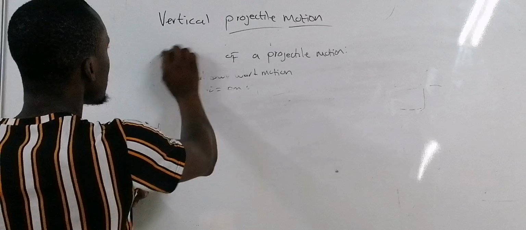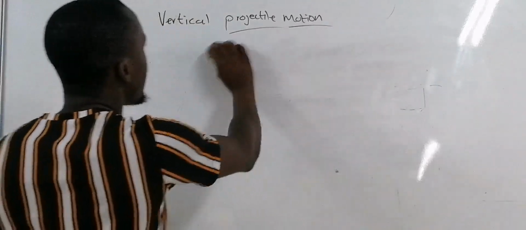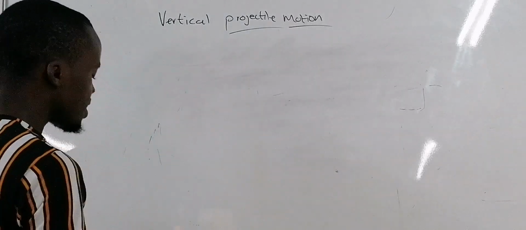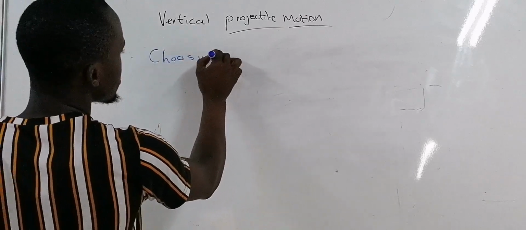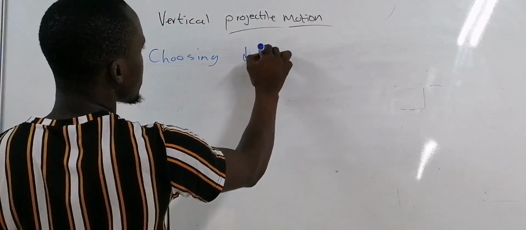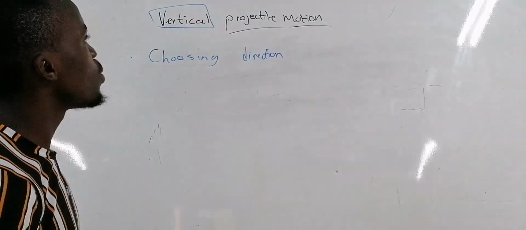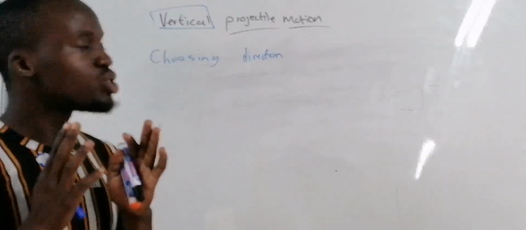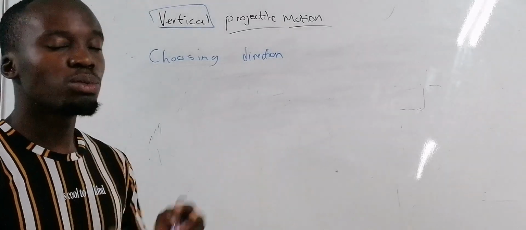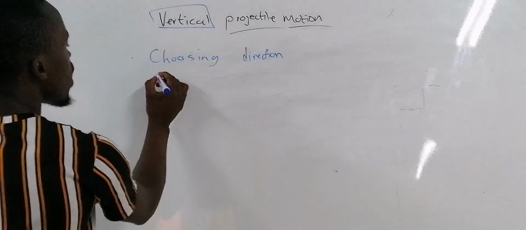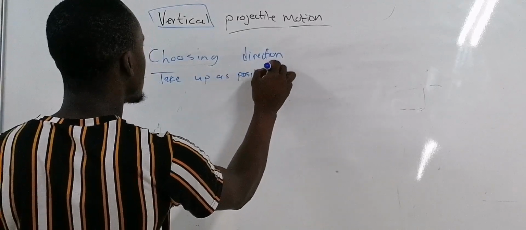Okay, let us continue then, guys. I hope you are getting the gist of this. I can see that. All right, let's start by choosing the direction, because it's very important. Since this is a vertical projectile motion, it's a two-way process. Either an object is going down or an object is going up. So I always take up as positive. I always tell my learners to take up as positive.